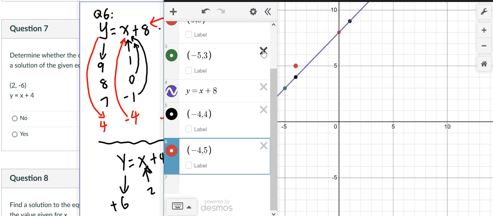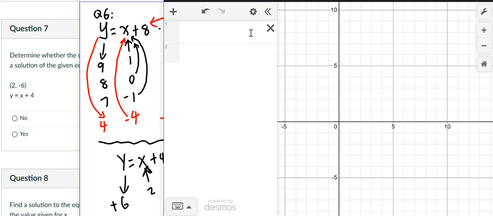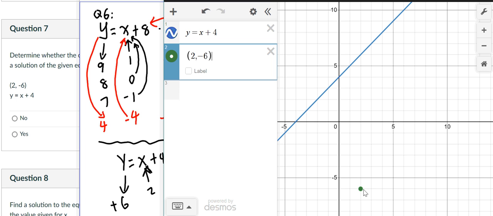So let me erase all the things I input here. So I may do this one. You see here y equals x plus 4, that's this line. And then you know 2 is here, -6 is here. So the point is here. It should be 2 and then 6. But here it is negative, so it goes here, 2, -6. See that? So this point is not on the line, then it will not be the solution for this equation.